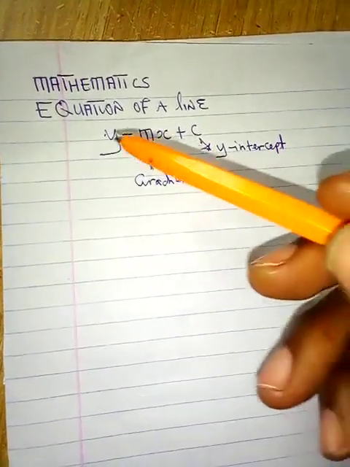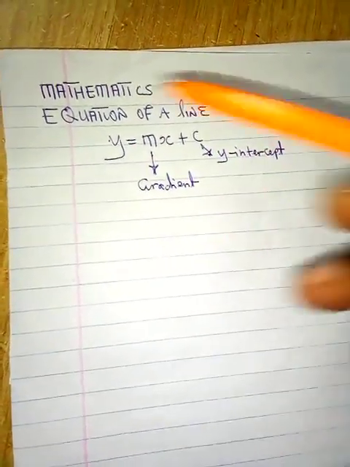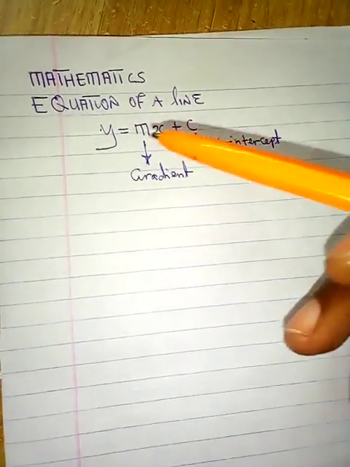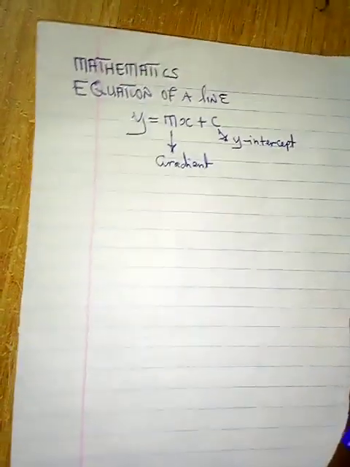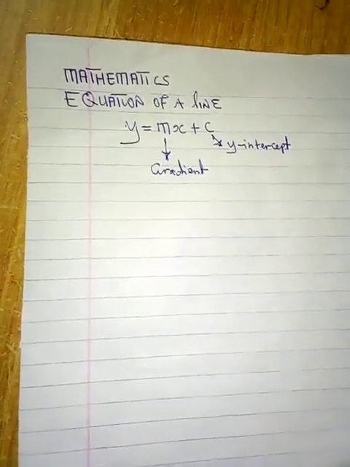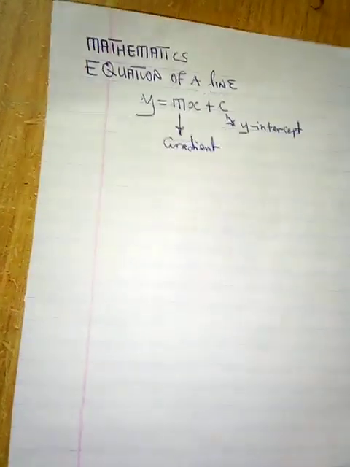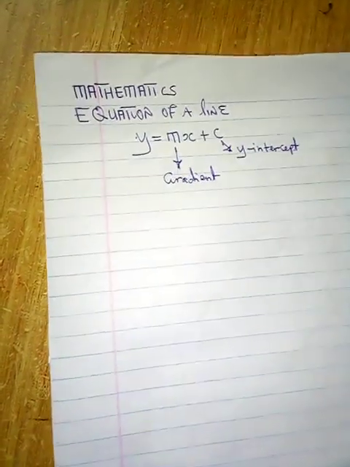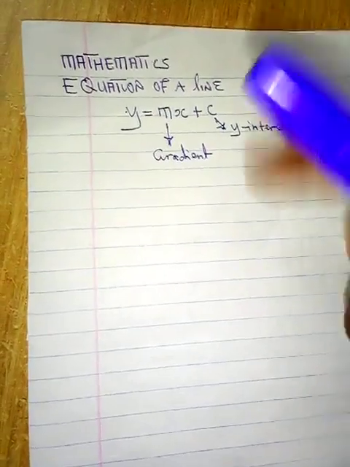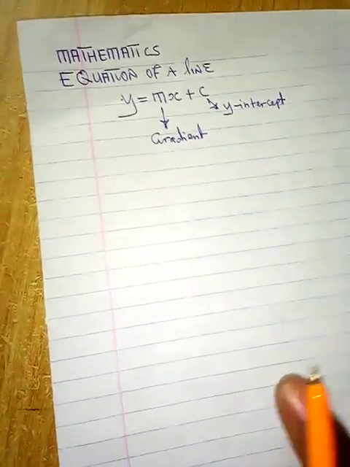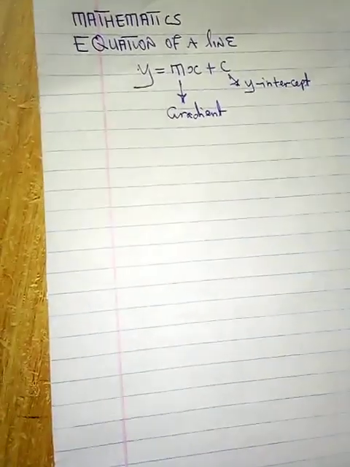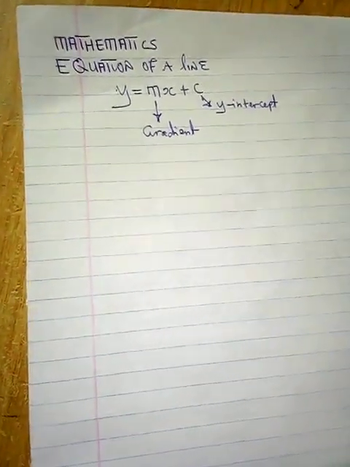So y is equal to mx plus c is the general form in which we write equations of straight lines, and the gradient is the main key. If you don't know concepts regarding the gradient, like we had discussed in the previous video, it's going to be a little bit hard for you to deal with problems involving determining the equation of straight lines.